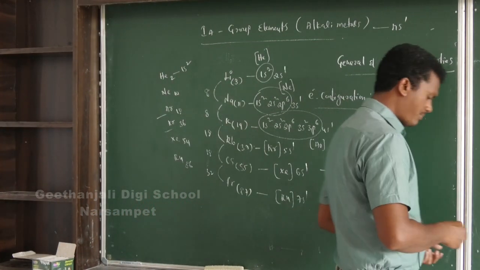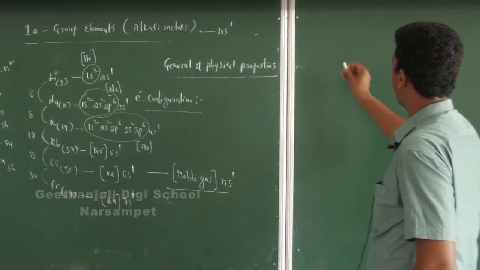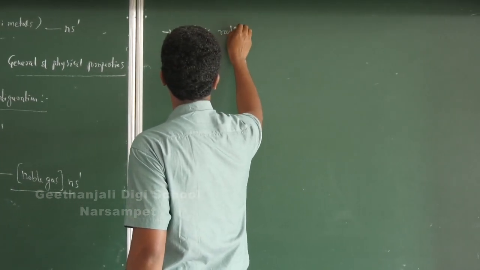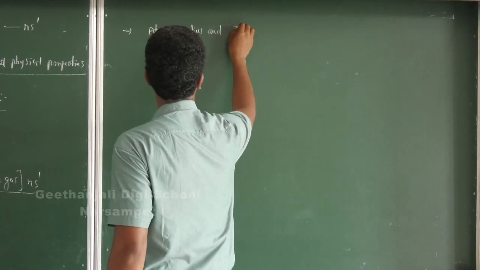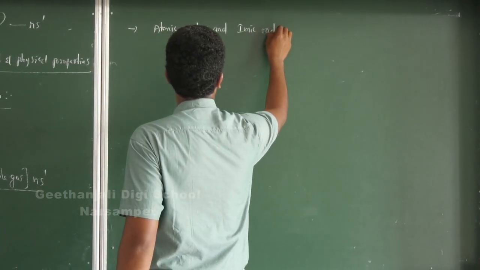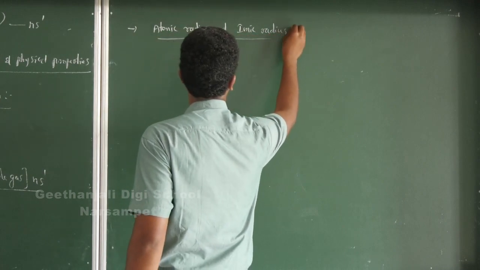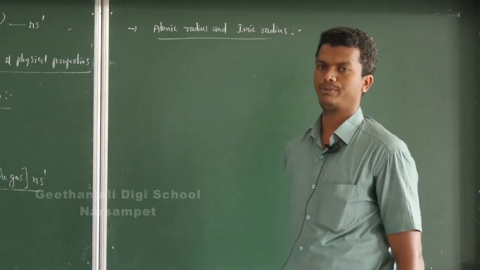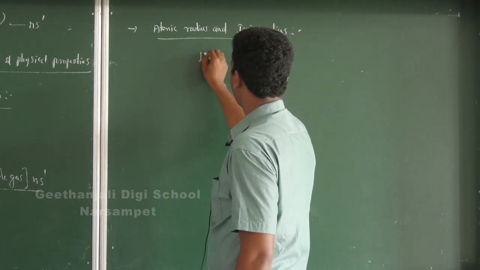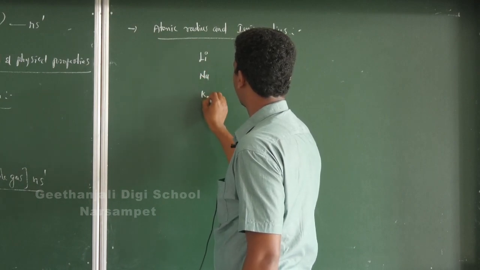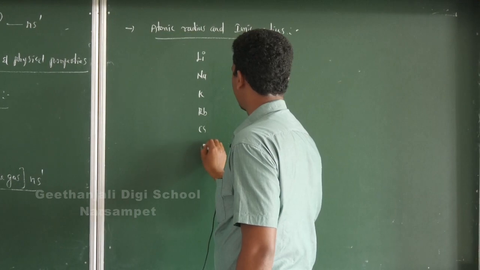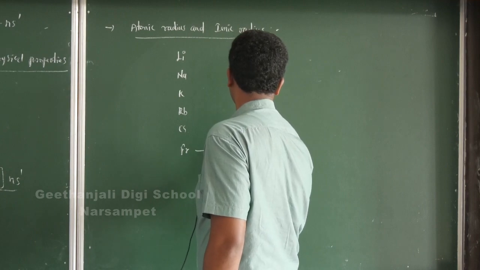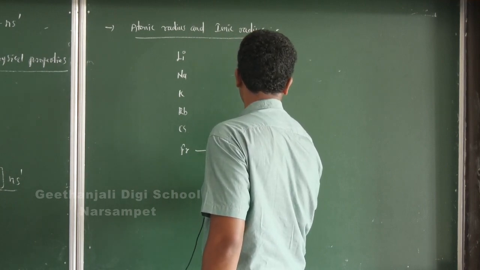The next general property of this group is atomic radius and ionic radius. This is a very important property which decides all the other properties. So for example, if you see lithium, sodium, potassium, rubidium, cesium, francium, in this the francium is a radioactive element. Francium is a radioactive element.